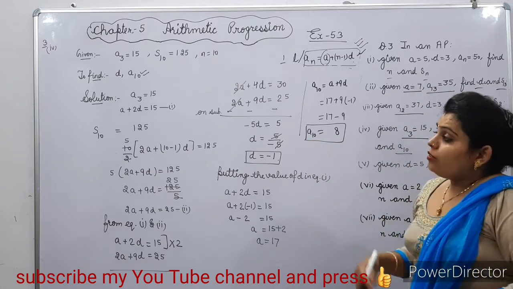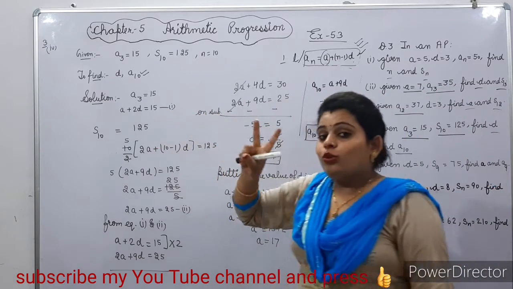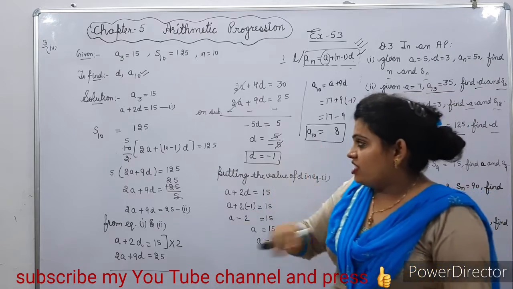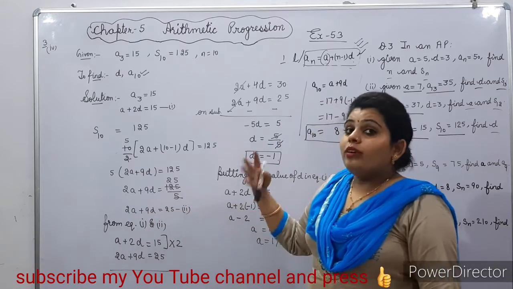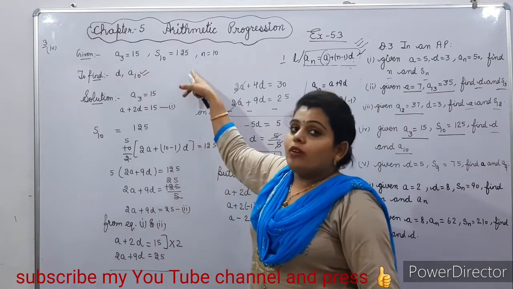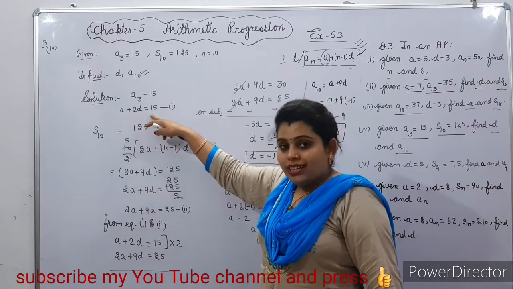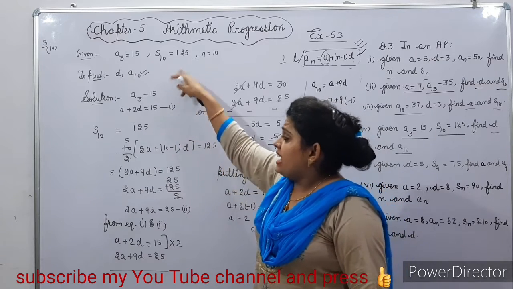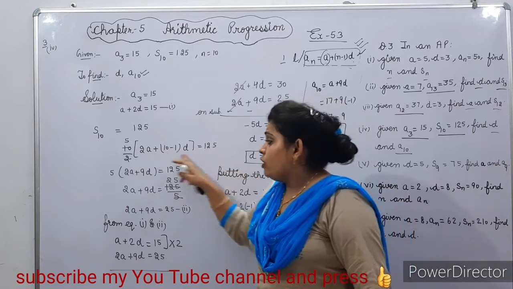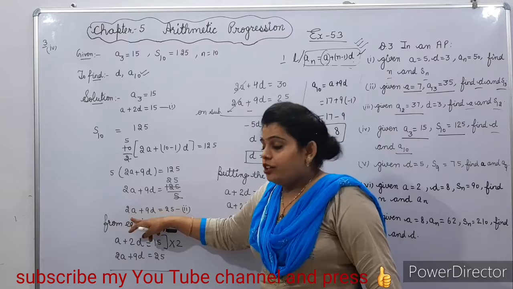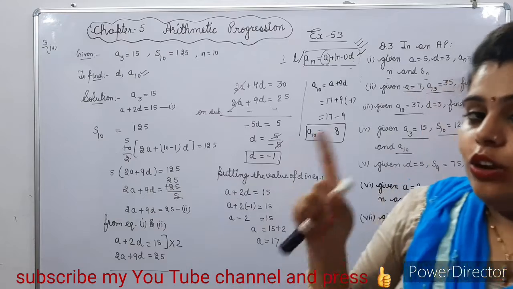So dear students, what have we done in this question? We formed two equations: a plus 2d is equal to 15 and 2a plus 9d is equal to 25. Where do these equations come from? From the given part. What is given? a3 is equal to 15 is given, so a3 is equal to a plus 2d, and it is equal to 15. And s10, 10 by 2 into 2a plus 10 minus 1 into d, is equal to 125. From here we get the second equation, 2a plus 9d is equal to 25. On solving these two equations, we get the value of d and a.